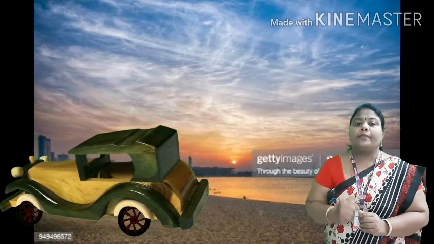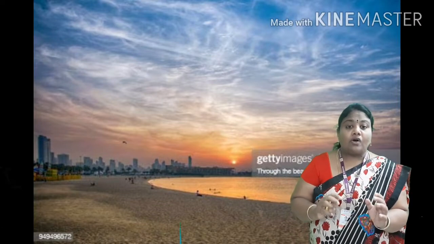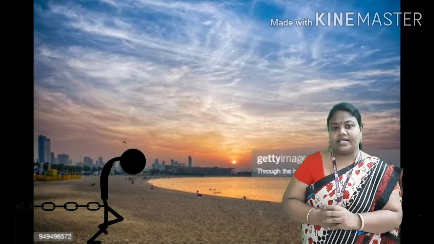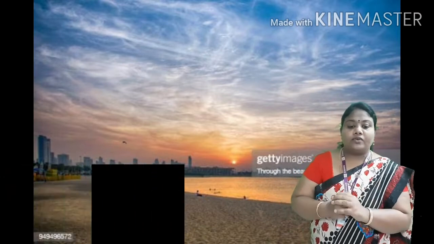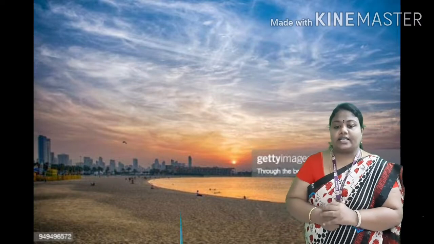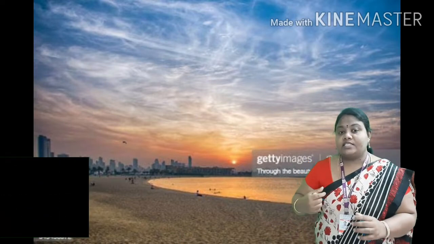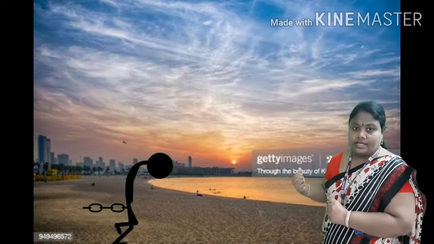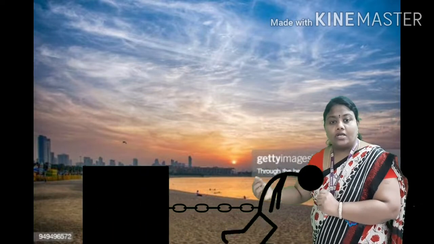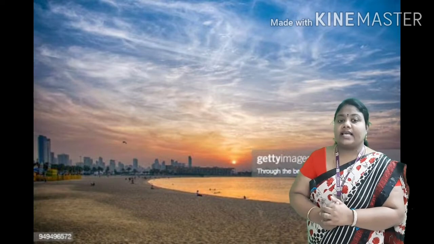Next, pull. When a force is applied in the direction opposite to the object, it is called pull. Now listen, this man is pulling the box to the opposite side. This is the example for pull.